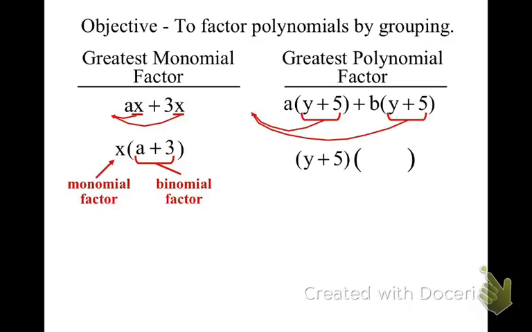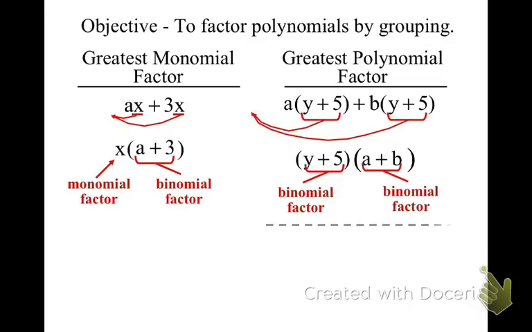What's left when I pull out the y plus 5, Dylan? A plus b. Do you see that? The a is left, and the b is left. Just like when I was left with a here and the 3, we put them into the parentheses. We're going to put these, the a plus b, into the parentheses. You guys with me? Okay, that's what we call a binomial factor. Okay, they're each binomial factors.